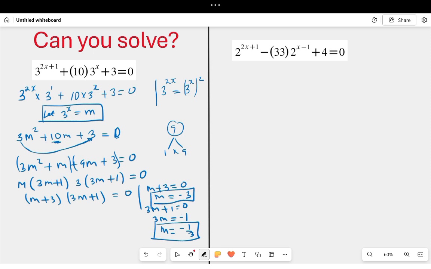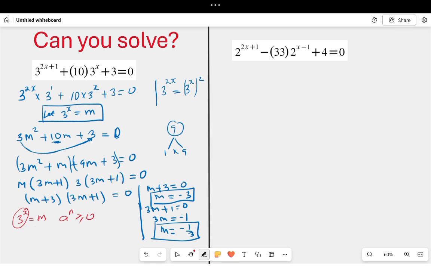Now let us do the analysis of the solutions. Clearly we did a substitution. We said 3 to power x is equal to m. What it means is that for this exponent, the whole power here, there is no way the solution can be negative. If I have a to power n, the solution must always be greater than 0.